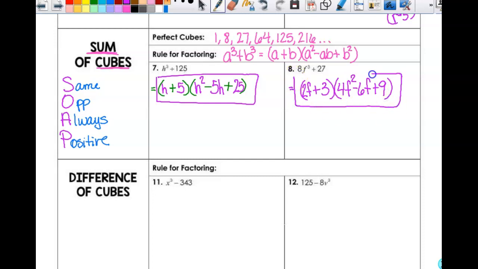So once you do number 8, then check yourself with me. And if we are good, we will move on. Any questions on the sum of cubes?